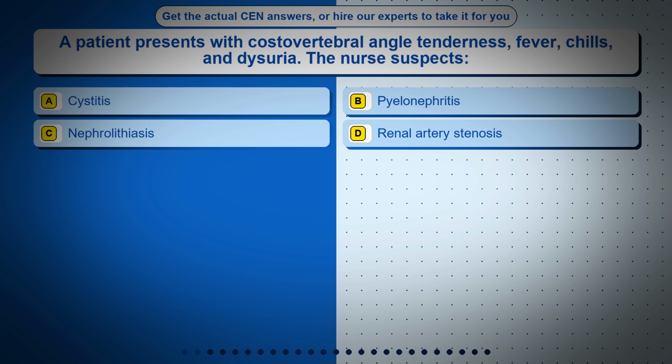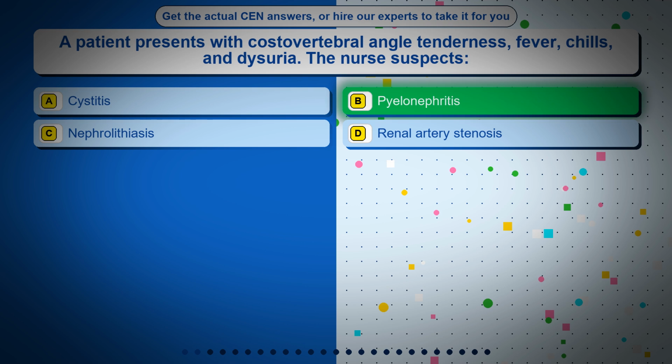Question 2. A patient presents with costovertebral angle tenderness, fever, chills, and dysuria. The nurse suspects: Option A, cystitis. Option B, pyelonephritis. Option C, nephrolithiasis. Option D, renal artery stenosis. The correct answer is option B, pyelonephritis.